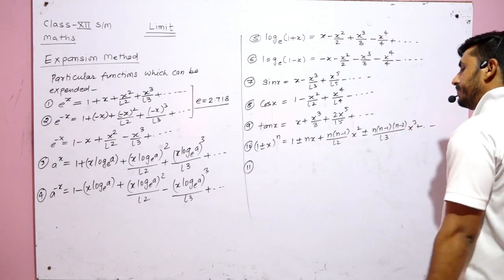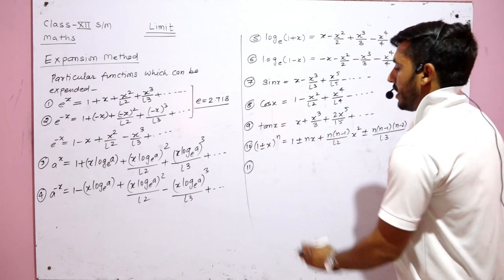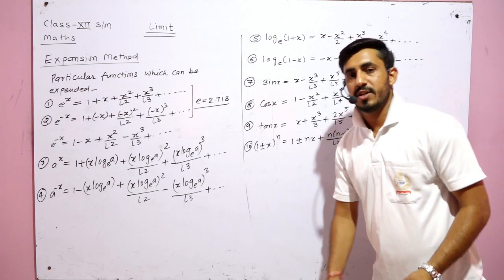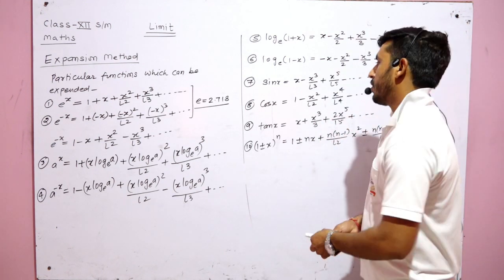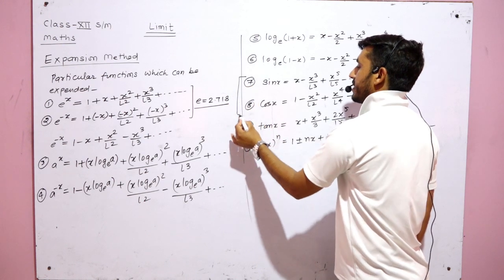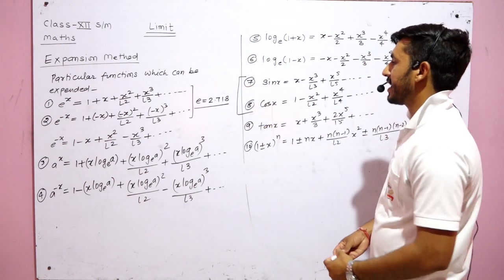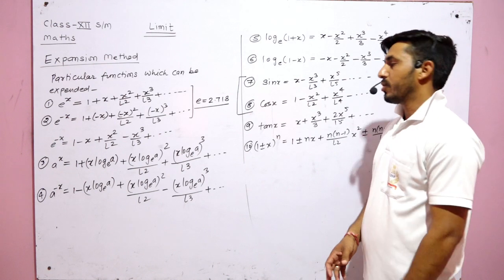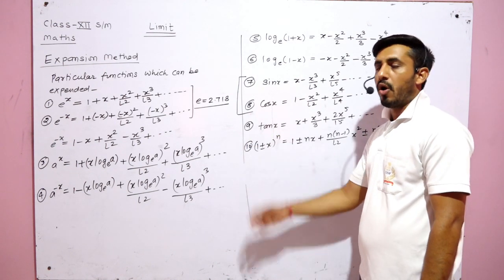Next, you can note down all the expansions. Then we will discuss the most important part, sin x and cos x: how we can get the expansion of sin x and cos x, and then the expansion of tan x.